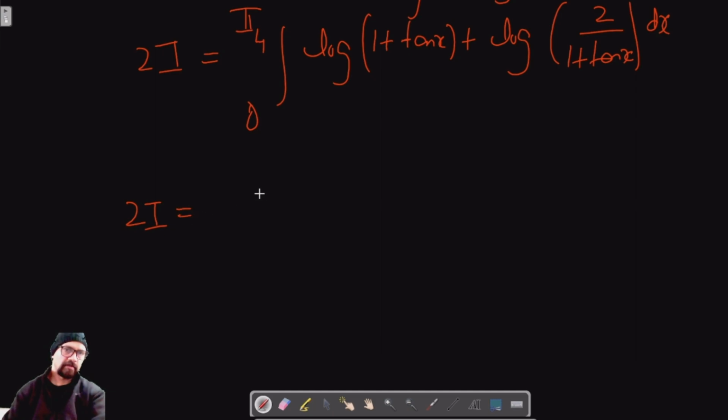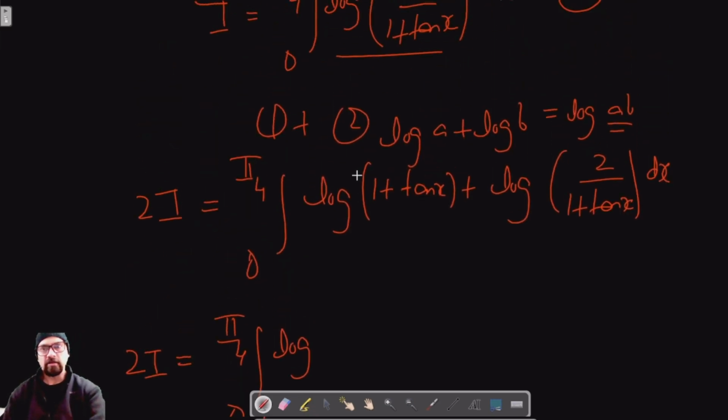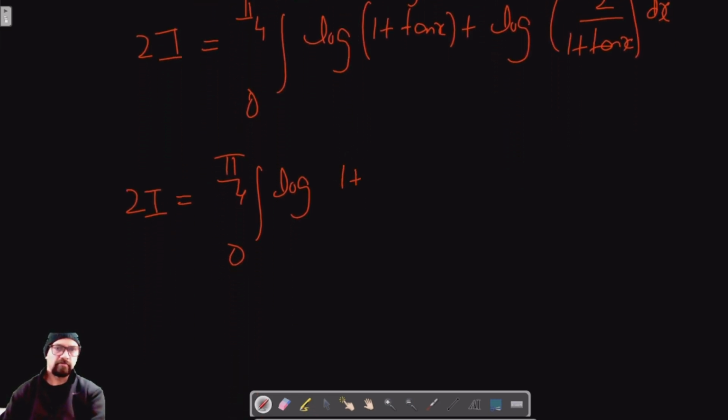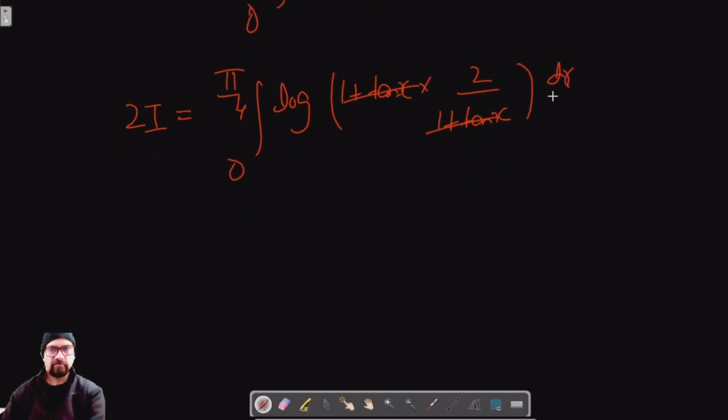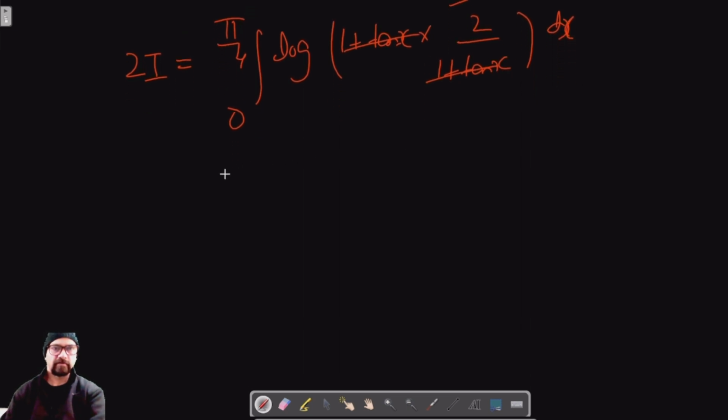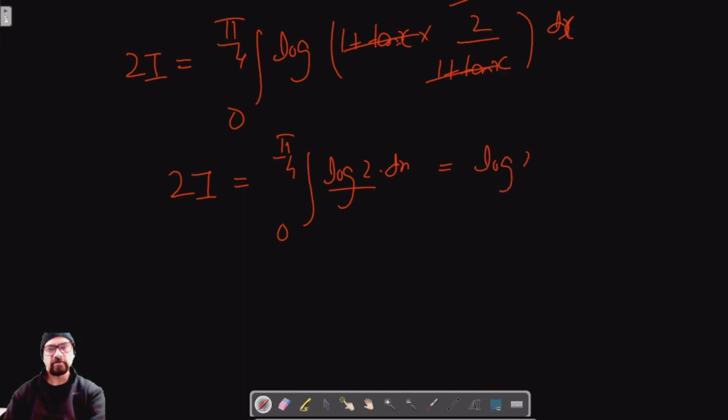So 2I is equal to the integral from 0 to pi by 4 of log of A into B, and B is 2 upon 1 plus tan x. This gets cancelled, and we are left with 2. So 2I is equal to the integral from 0 to pi by 4 of log 2 into dx.